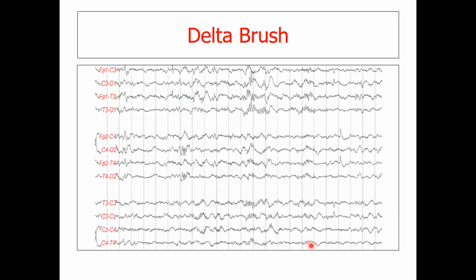Basically, this is taken from a standard textbook. This is a delta wave on top of which you can see these small, fine, spiky beta activity. They are the delta brushes which are happening.